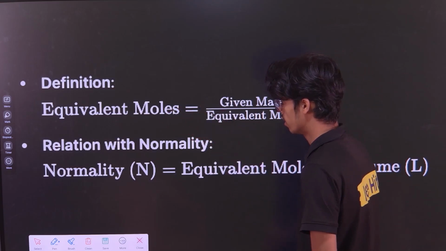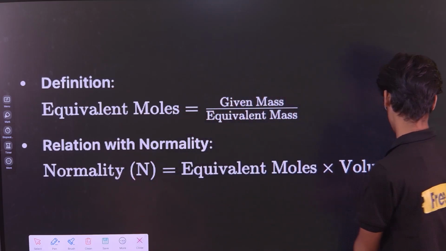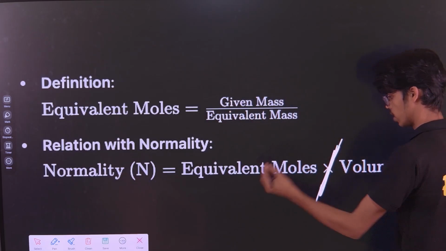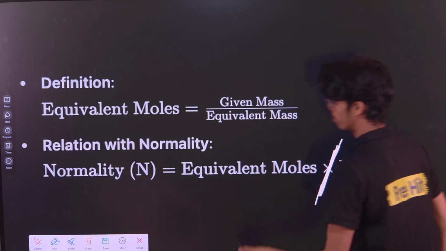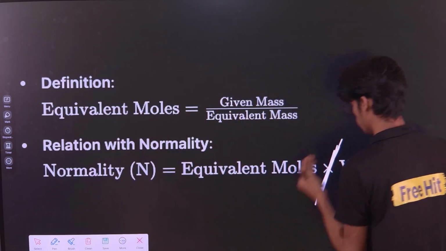Equivalent moles. Got it? Now you can also find the normality. Normality is equal to equivalent number of moles, it should be division. Equivalent moles per unit volume. Same way, what is molarity? Molarity is moles per unit volume. Normality is what? Equivalent moles per unit volume.